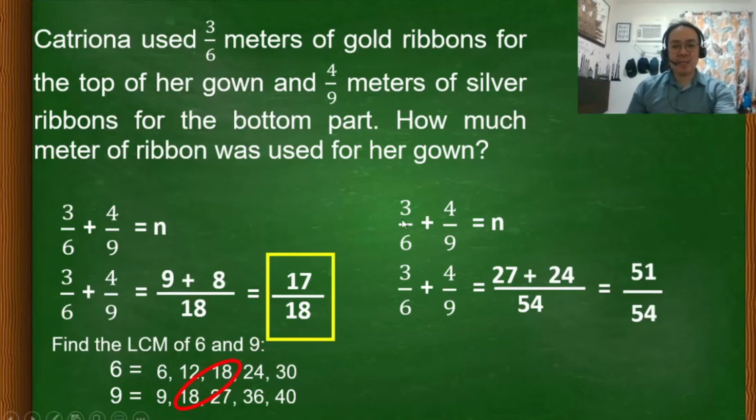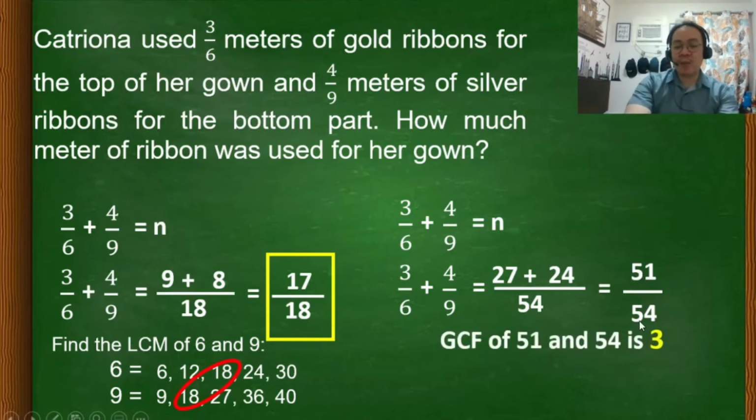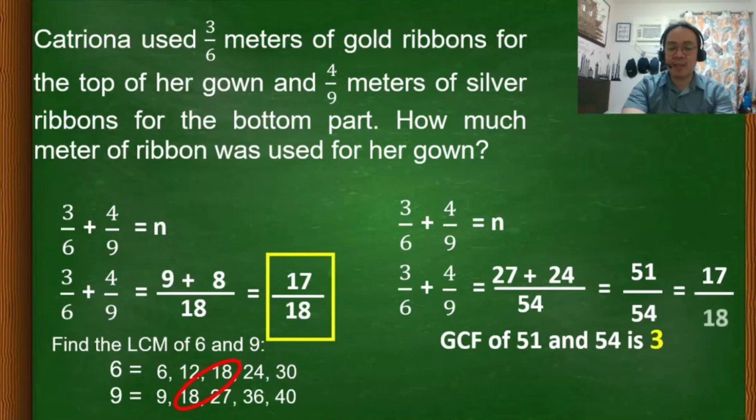As you can observe, same equation tayo, di ba? Pero yung sagot niya ay magkaiba. Ibig sabihin, kapag nag-multiply tayo, mas malaki talaga yung denominator, hindi siya LCD. Hindi siya yung pinaka-least common denominator. So, ang gagawin natin dito, mag-express pa tayo sa lowest term. Ano ba yung GCF ng 51 and 54? GCF of 51 and 54 is 3. So, we will be dividing the numerator by 3 and denominator by 3. So, 51 divided by 3, that will be 17. 54 divided by 3, that is 18.